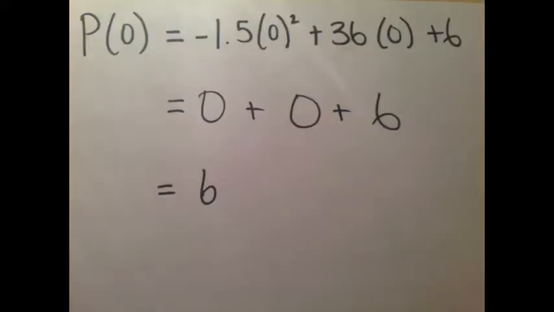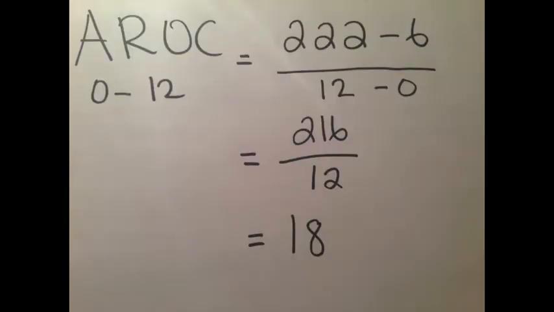Now to solve for P(0), we need to plug in 0 as our t variable into our original equation. Now that we have plugged in 0 for our t value, let's solve for P(0). Now that we have solved for P(0) and got an answer of 6, we can take our answer from P(12) and P(0) and plug it back into our AROC equation.